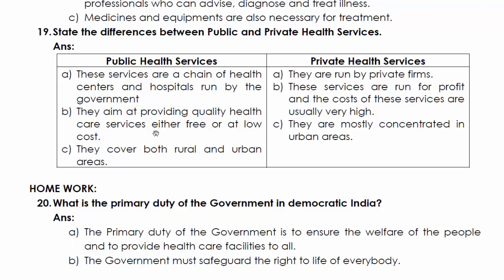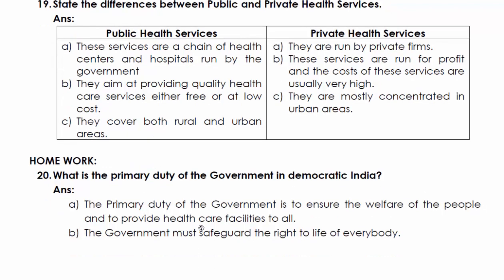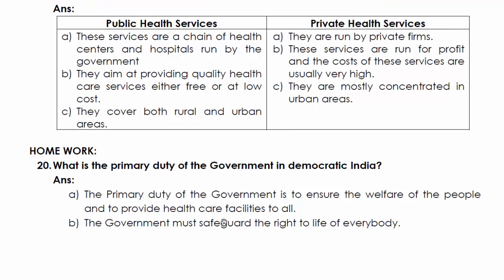Homework. What is the primary duty of the government in a democratic India? In democratic India, the primary duty of the government is to ensure the welfare of the people and to provide healthcare facilities to all. Secondly, the government must safeguard the right to life of every citizen of India.